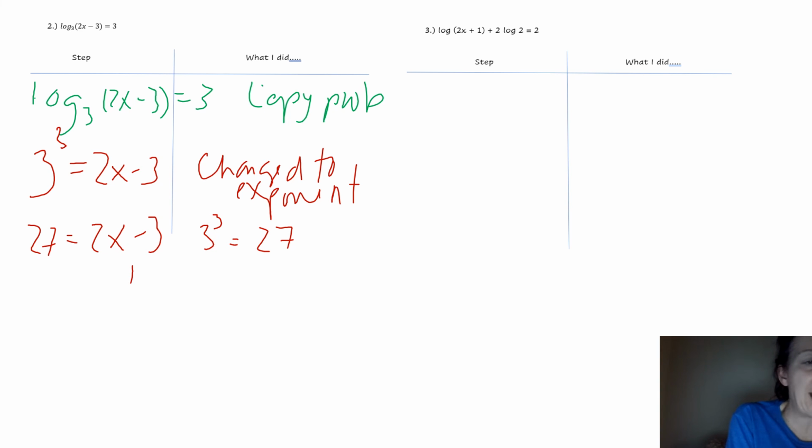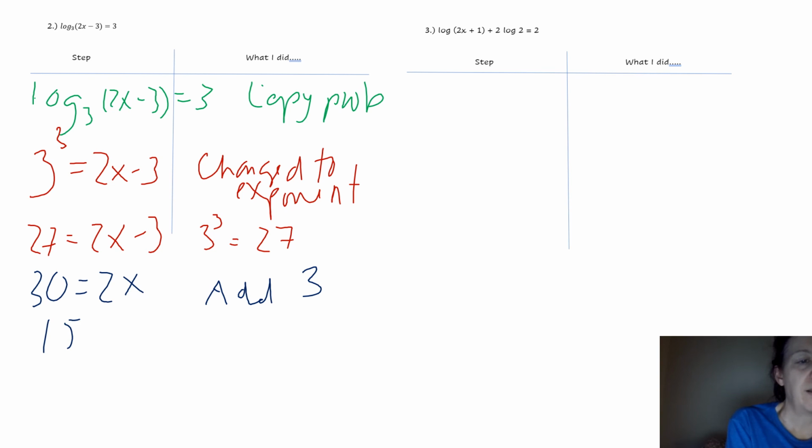Now I will add 3. Actually, you know what I'm going to do here is not show the adding 3. Okay, and I'll put that over here. So I added 3 to both sides, and then I'll let you guys think for a second. What did I do right there? I divided by 2.